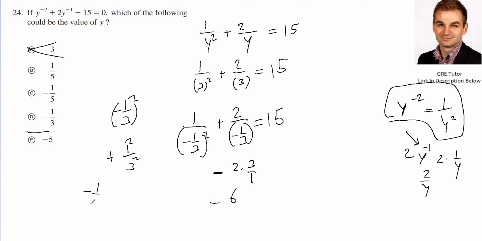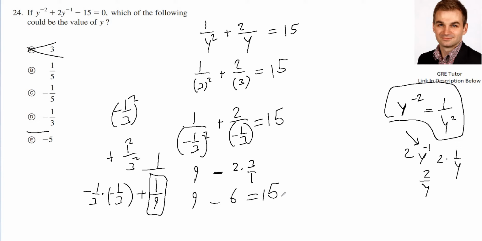Negative 1/3 times negative 1/3. How do you do that? Negative and negative multiply, that turns into positive. 1 times 1 turns into 1. And 3 times 3 turns into 9. So you get 1/9. That's negative 1/3 squared. So 1 divided by 1/9 is the same thing as 1 multiplied by 9. So that's going to be 9. So then we're getting 9 minus 6. Does that equal 15? The answer is no, it does not. So that doesn't work either.